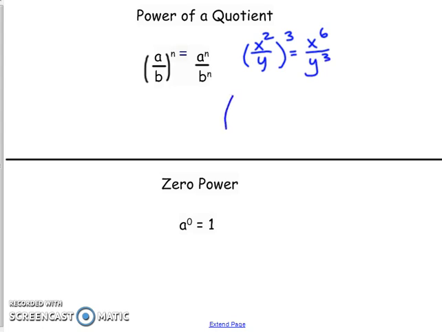If I had something like 4 over x cubed squared, I'm squaring the 4, so I get 16, and I'm squaring the x cubed, so I get x to the 6th.